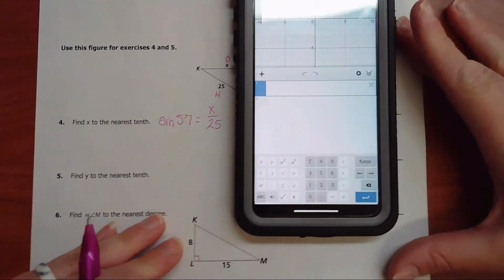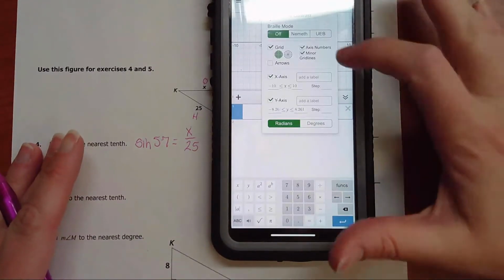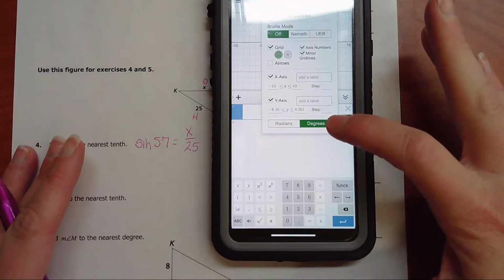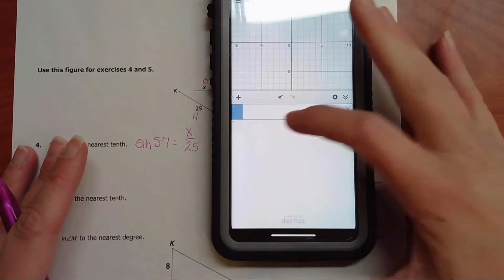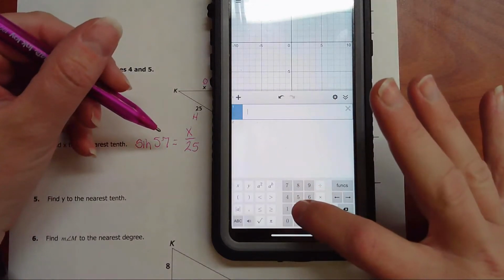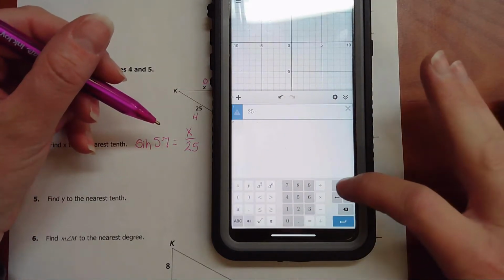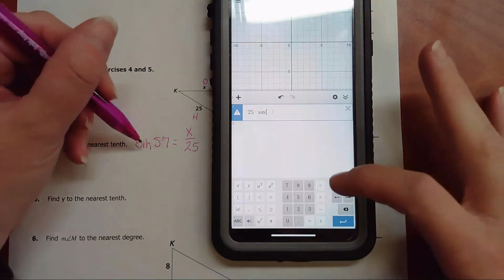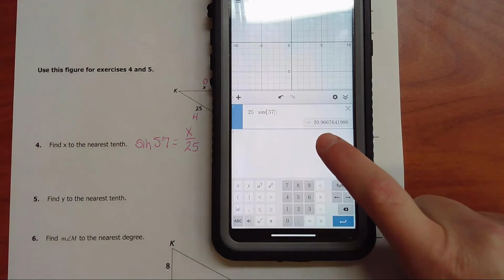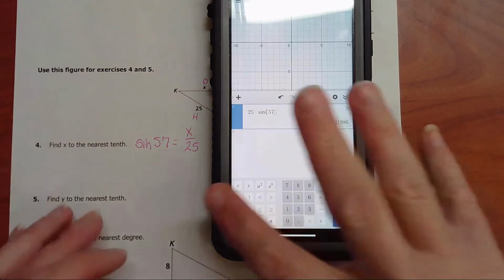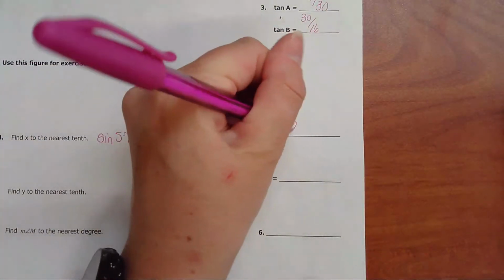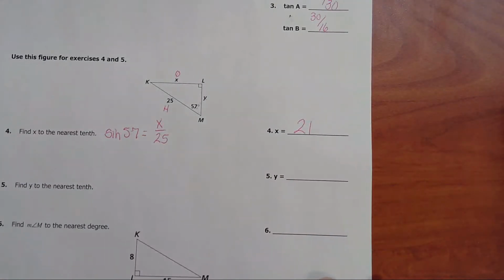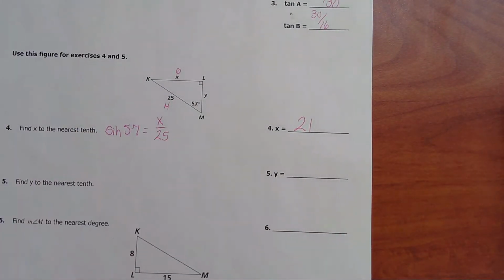So pull up your Desmos, change it to degree mode. Don't forget to change it to degree mode. And since I'm multiplying, I'm going to do 25 times function sine 57. And I get 20.96. So when I round that, I actually get 21. And again, I multiplied because X was on top.